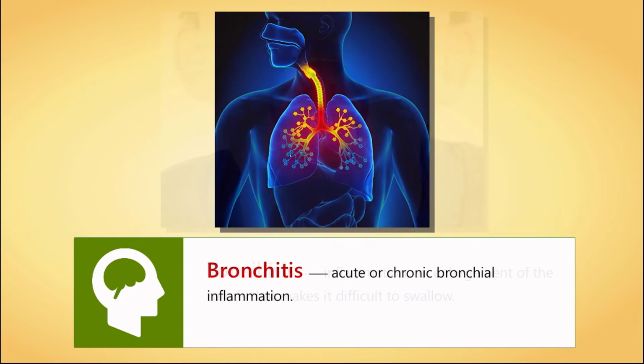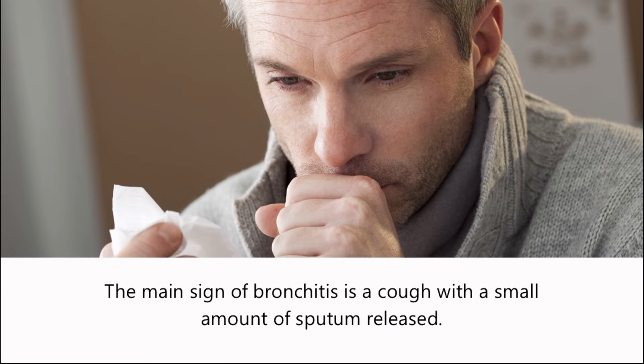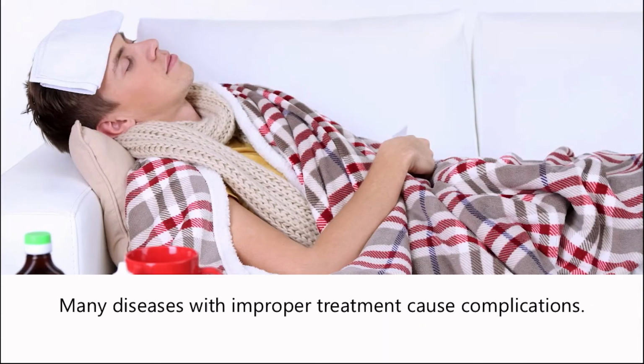Bronchitis is an acute or chronic inflammation of the bronchi. At first, the disease may resemble inflammation of the upper respiratory tract, tonsils, or rhinitis. But then the infection goes down to the bronchi, and inflammation develops. The main sign of bronchitis is a cough with a small amount of sputum released. Chronic bronchitis is characterized by a constant course of the inflammatory process.